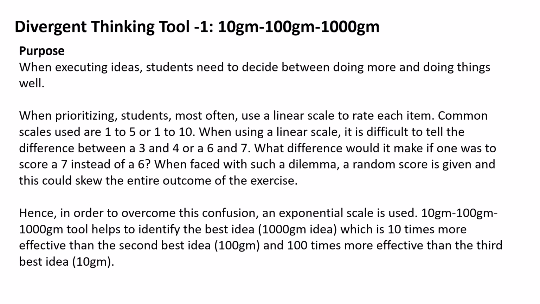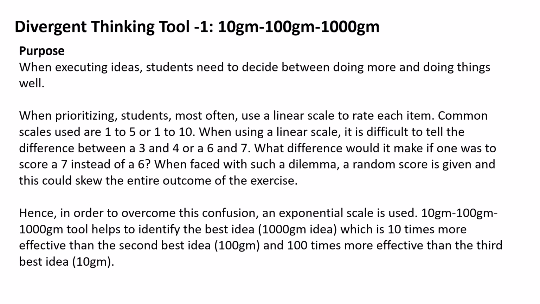When prioritizing, students most often use a linear scale to rate each item. The common scales used are 1 to 5 or 1 to 10. Using a linear scale, it is difficult to tell the difference between 3 and 4 or 6 and 7. What difference would it make if one scored 7 instead of 6? When faced with such a dilemma, a random score is given and this could skew the outcome of the exercise. Hence, in order to overcome this confusion, an exponential scale is used.